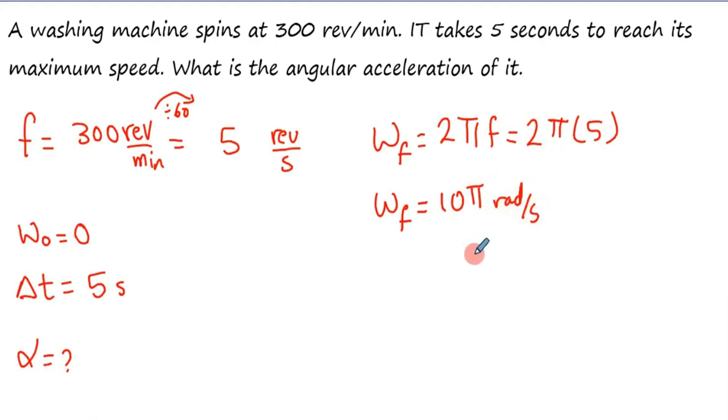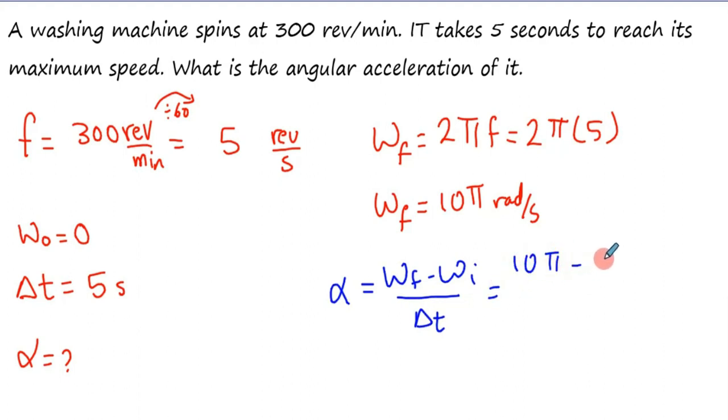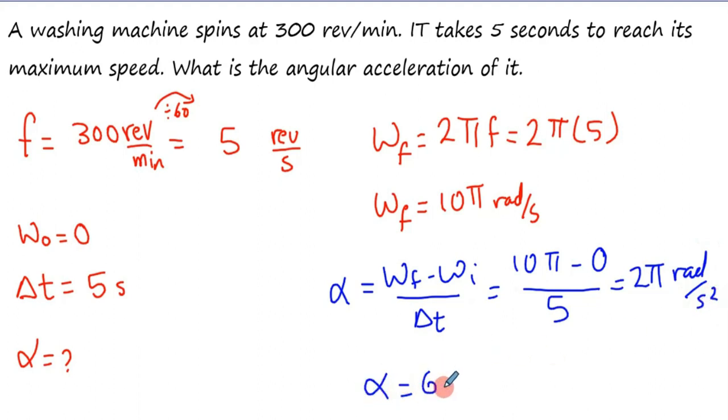rad per second. So the angular acceleration, which is omega final minus omega initial divided by delta t, will be 10 pi minus 0 divided by 5, which is 2 pi rad per second squared, or 6.28 rad per second squared.